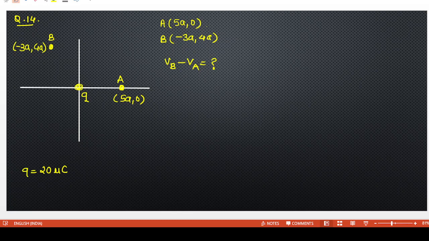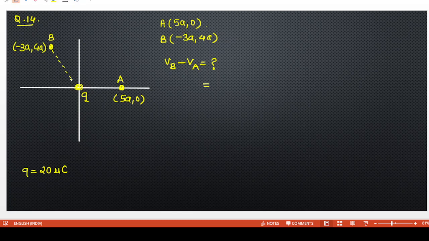Now our source charge is plus q. Our source charge is point charge. This is our source charge. This source charge will produce some potential at point A and it will also produce some potential at point B. So try writing formula for what is asked. How to find potential at point B? Our source charge is point charge.